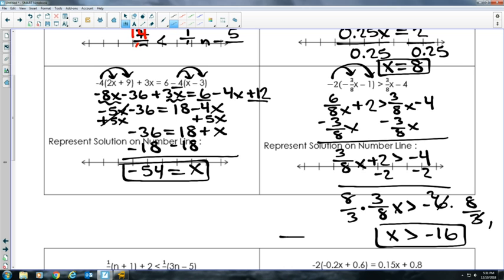Okay, if I were to put this one on a number line, I'd have my negative 16, negative 15, open circle, and the direction is going to go this way. If I put this on my number line, it's going to be a closed dot at negative 54.